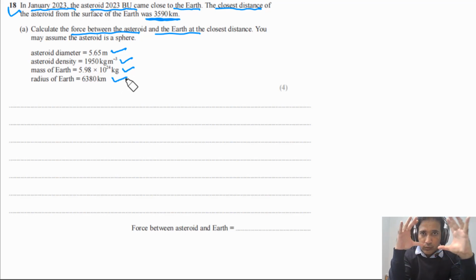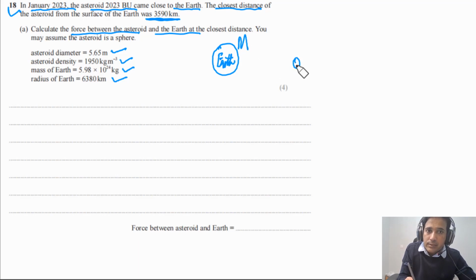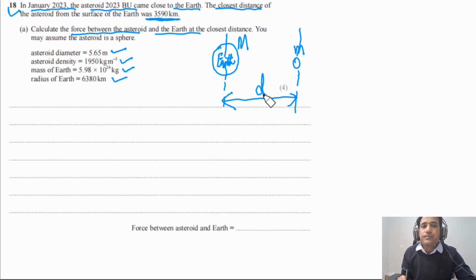So first of all, we will go to the main idea, how we can calculate force between Earth and the asteroid. So this is our planet, this is Earth. Let's say the mass of this one is capital M and this one is the asteroid. Mass of this one is small m. So we need to calculate the gravitational force between these two. So we need this distance. But for this question, what do we have? We have the diameter of the asteroid, that is 5.65 meters.